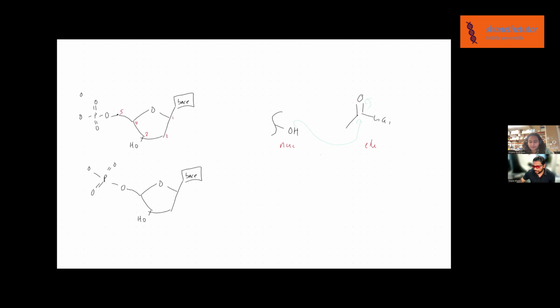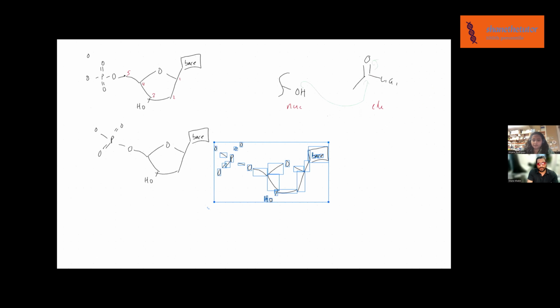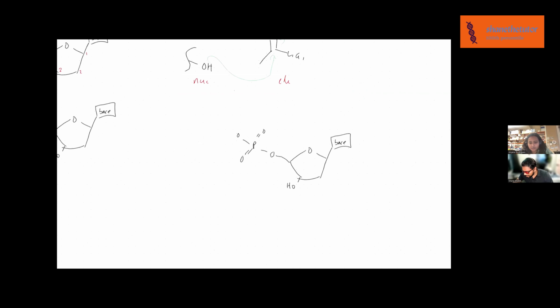Because in fact, if I drew this here, and I added this, what is this now called? Ribose. Yep, because it's not the deoxy, right? Now, which one do you think is better? I mean, which one do you think is more stable? The deoxy one.